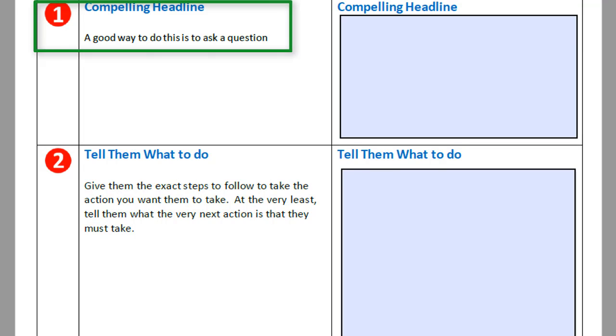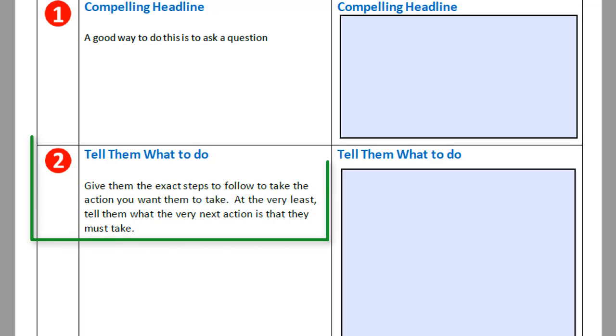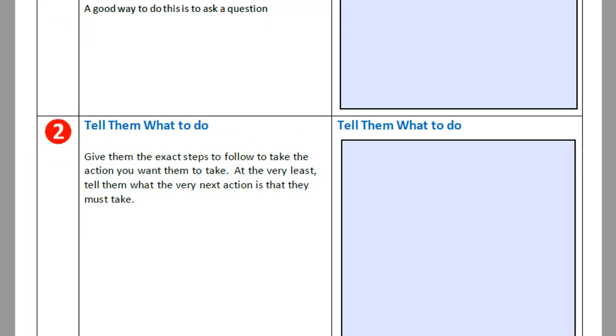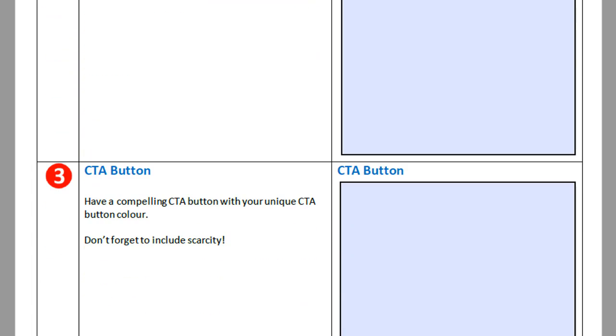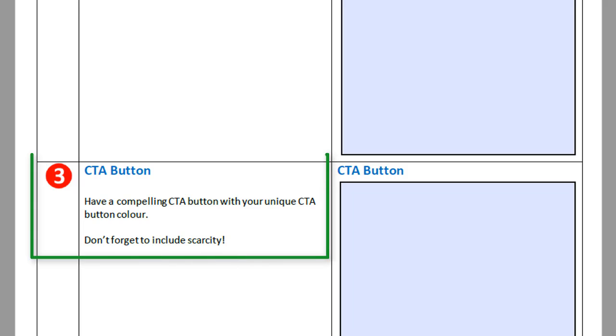Again, you've seen this many, many times by now. Maybe you can ask a good question or give something that's benefit driven. Of course, the second thing we're going to do is tell them exactly what to do. So give them the exact steps that they've got to follow to take the action that you want them to take. And at the very least, you've got to tell them what the next action is that you want them to take. And of course, the best way to do that, we're going to always end off with our call to action button.